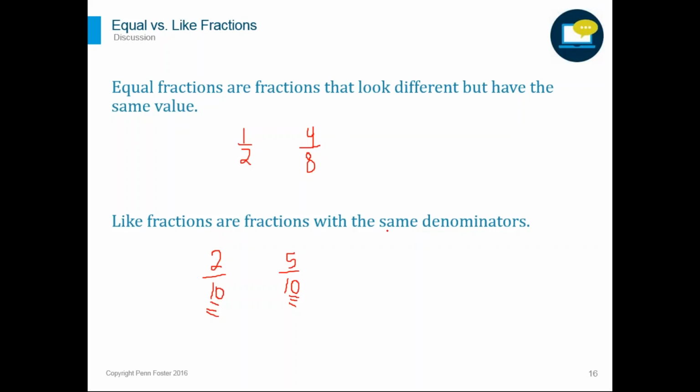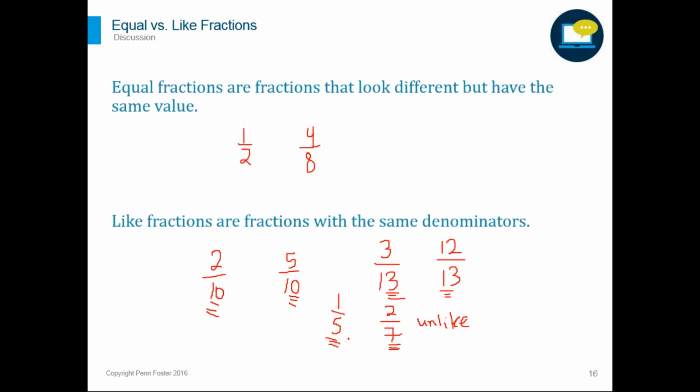Another example, 3 over 13 and 12 over 13. They are like fractions. They are not equal fractions, but they are like fractions. An example of unlike fractions, 1 over 5 and 2 over 7. They are unlike, and the reason? Because they do not have the same denominator.